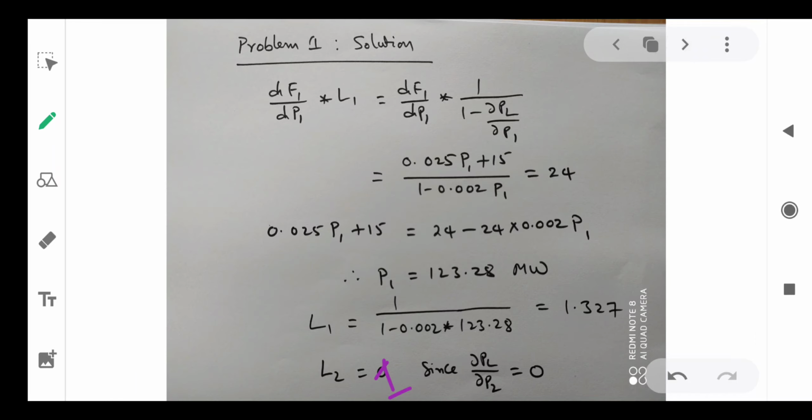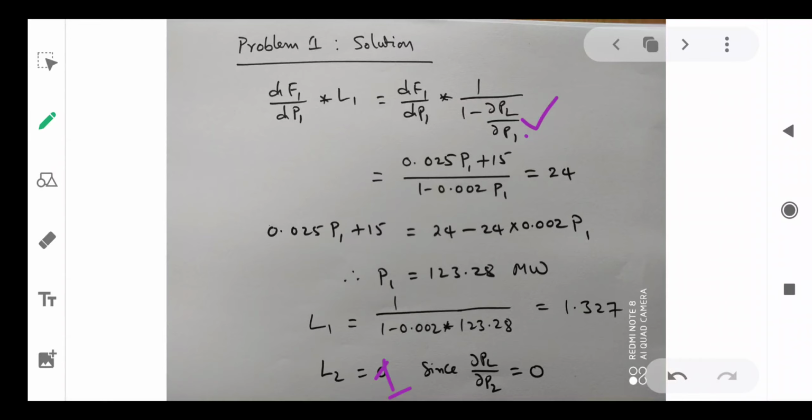So dF1 by dP1 into L1 equal to dF2 by dP2 into L2, that is equal to lambda. Now, L1 is equal to 1 by 1 minus dou PL by dou P1, that is 1 by 1 minus 0.002 P1. Let us substitute this in the expression. You will get 0.025 P1 plus 15 over 1 minus 0.002 P1 equal to 24.